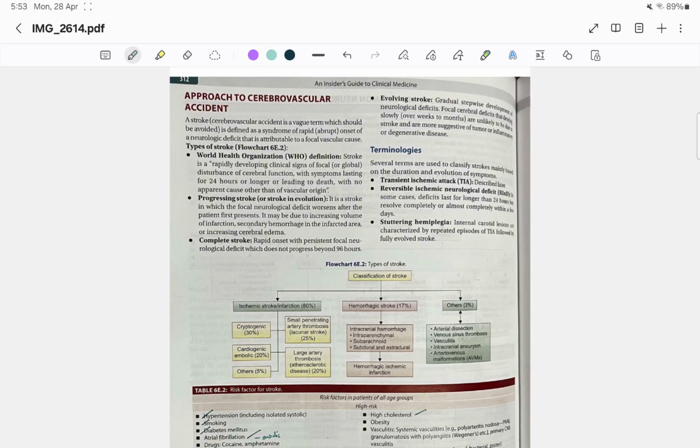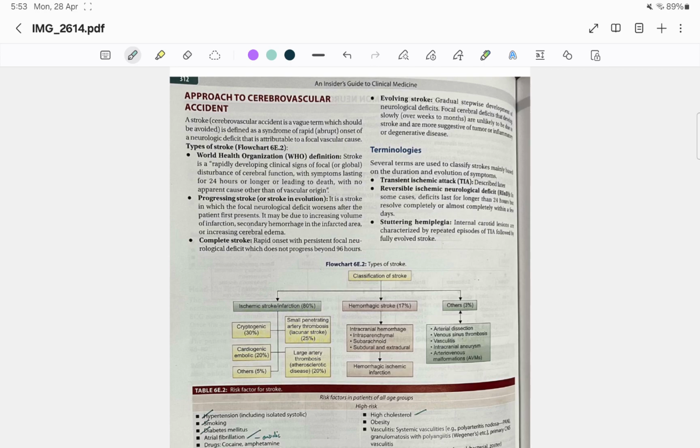Complete stroke means at the onset the stroke is already complete. For example, if the patient develops right-sided hemiplegia, it will stay as right-sided hemiplegia. It doesn't evolve. Evolving stroke means it will increase day by day. For example, it starts and over a week to a month, it will evolve into a full-blown stroke. This is an evolving stroke. These are some terminology you should know.